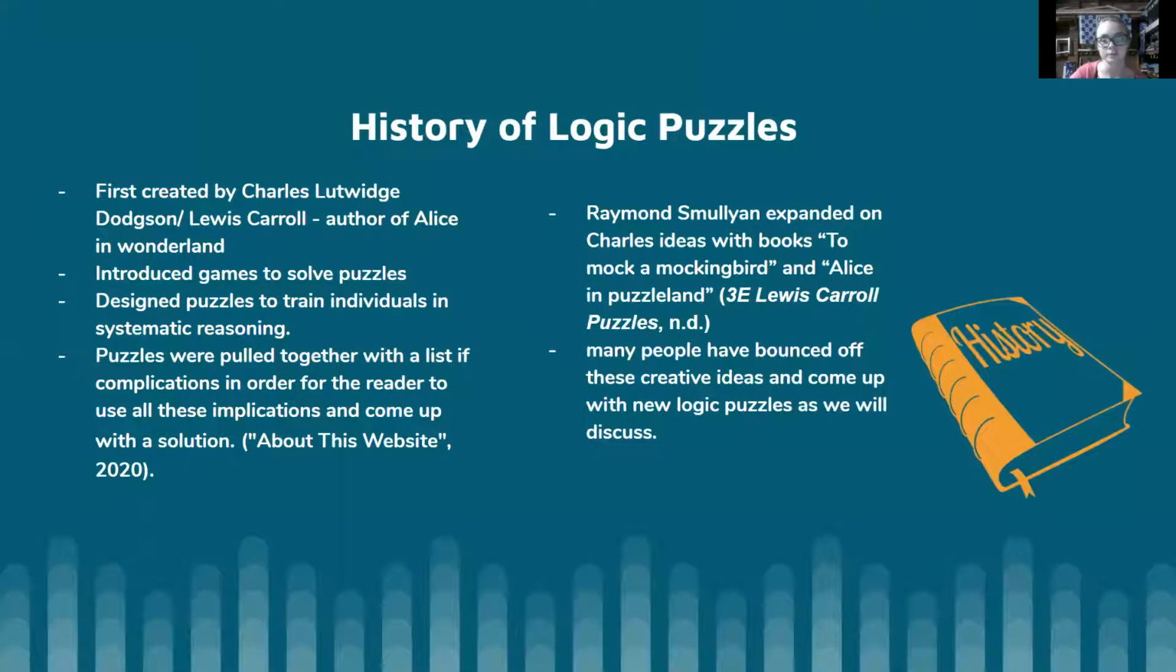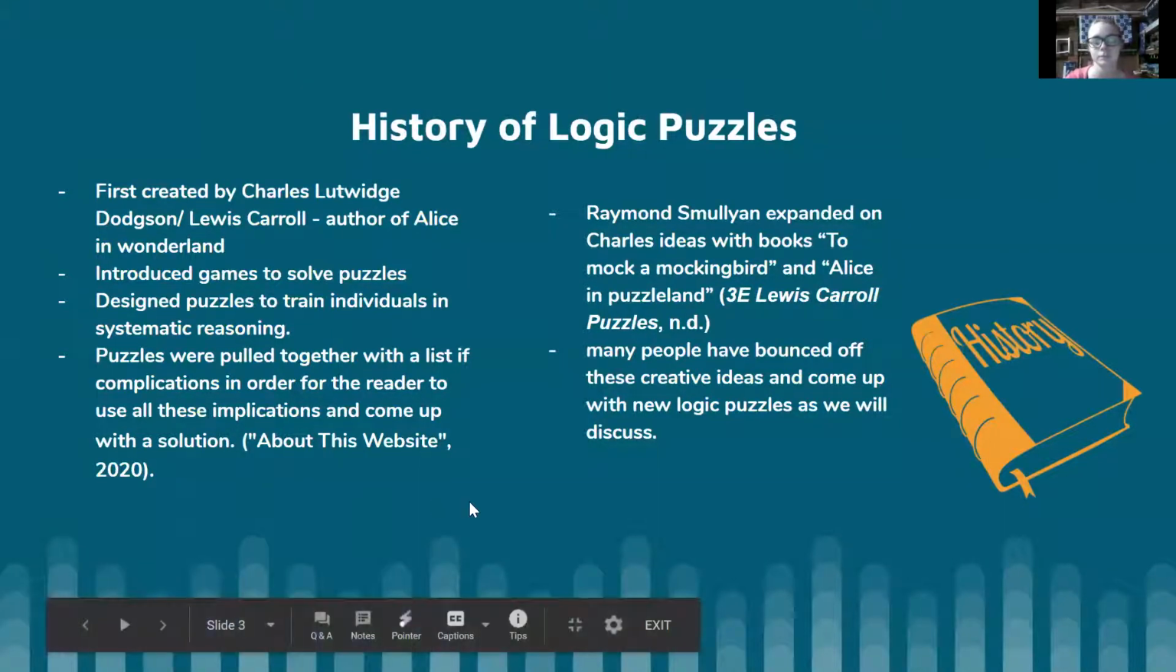The logic puzzle was first created by Charles Ludwig Dodson, who is widely known as Lewis Carroll, the author of Alice in Wonderland. In his book, The Game of Symbolic Logic, he first introduced a game to solve problems. This included Some Games Are Fun and Every Puzzle is a Game. Lewis Carroll designed puzzles to train individuals in systematic reasoning. His logic puzzles were pulled together with a list of complications in order for the reader to use all these implications and come up with solutions.